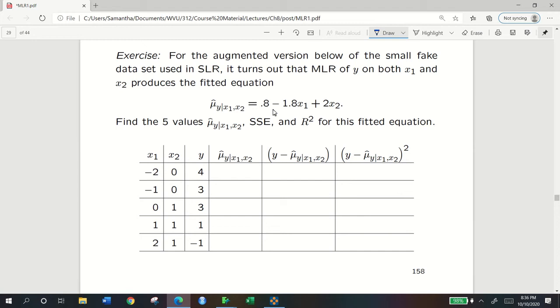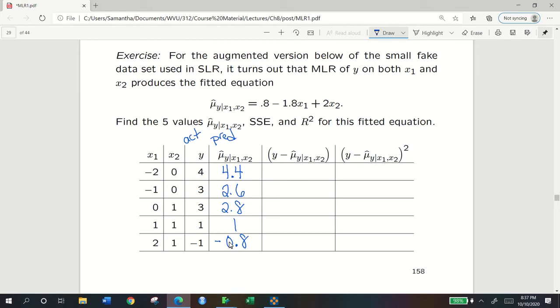And so now using that equation, we can find our predicted y's, because our y column is our actual y's and these are our predicted. By plugging in 0.8 minus 1.8 times negative 2 plus 2 times 0, we will get 4.4. And if we go through plugging into our equation, we will get 2.6, 2.8, 1, and negative 0.8.